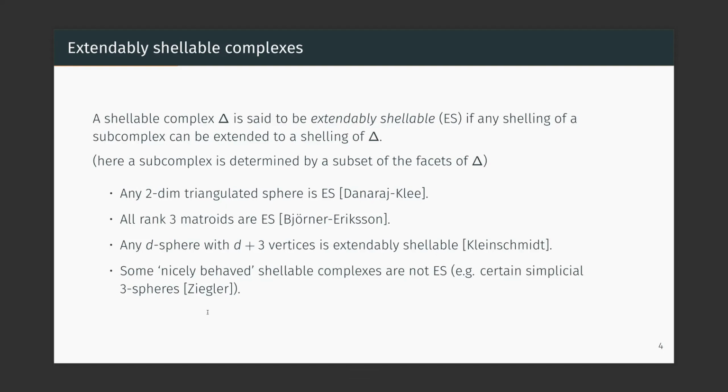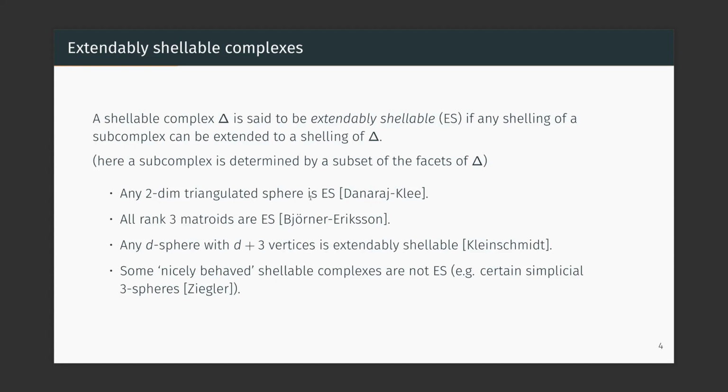It turns out that any 2-dimensional triangulated sphere, which is necessarily polytopal, is extendably shellable. A nice result is that all rank 3 matroids are extendably shellable. The independence complexes are extendably shellable. We knew they were shellable. It turns out that not all matroids are extendably shellable, but all rank 3 matroids are. On the other side of small codimension, any d-sphere with d plus 3 vertices is extendably shellable.